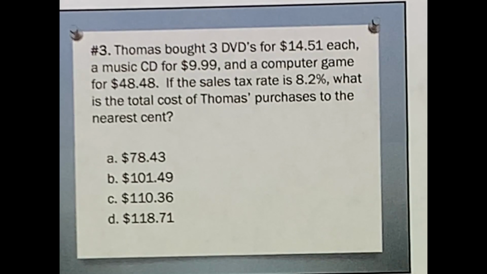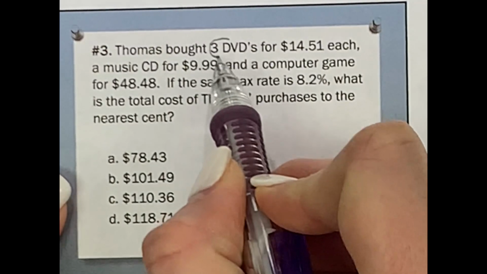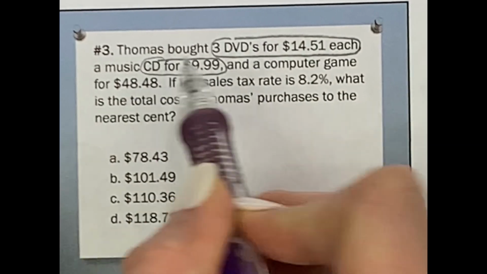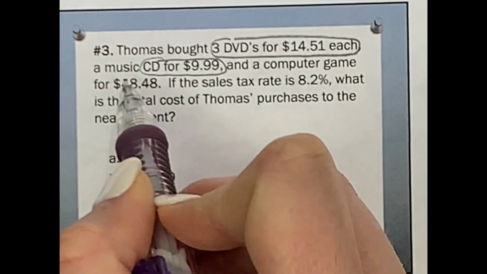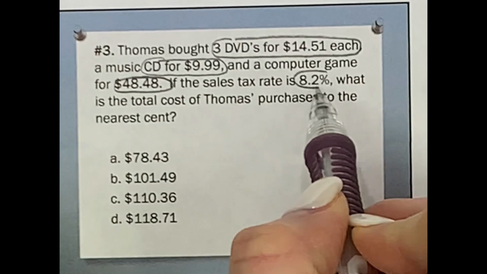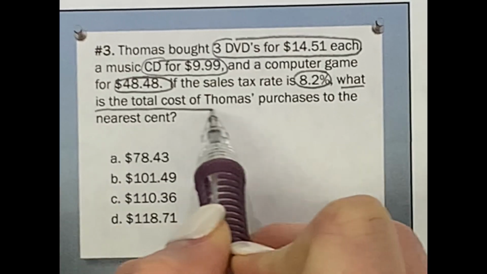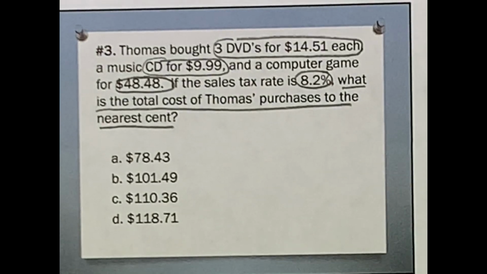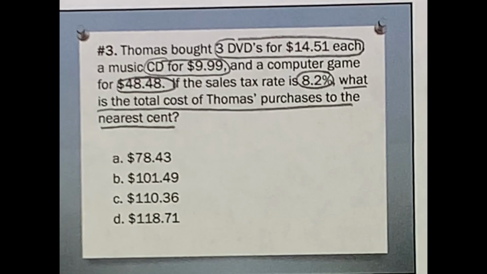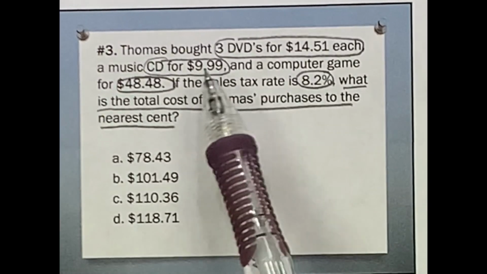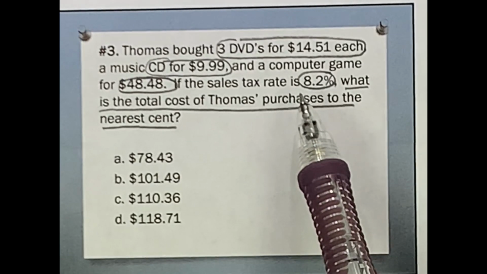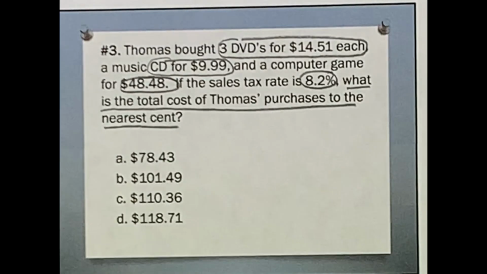Okay, so it says that Thomas got 3 DVDs for $14.51 each. He bought a CD for $9.99, and he got a computer game for $48.48. If sales tax is 8.2%, what is the total cost of his purchases? So because there's a percentage, that means I have to do a W #%. And I do need the total. Remember, on a W #%, it's part to whole. The whole is the total. So I need to add all of these together.